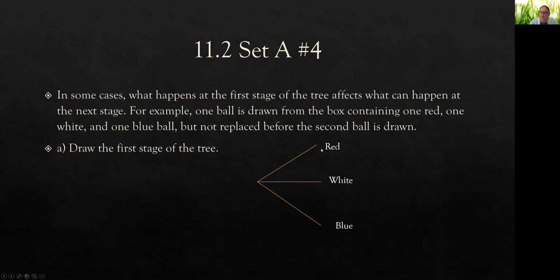So if you draw a red the first time, there will only be two possible outcomes. You'll either draw a white or a blue. Likewise, if you draw a white the first time, you won't be able to draw a white the second time because there's no whites left in the box. Or if you draw a blue the first time, you won't be able to draw a blue the second time.